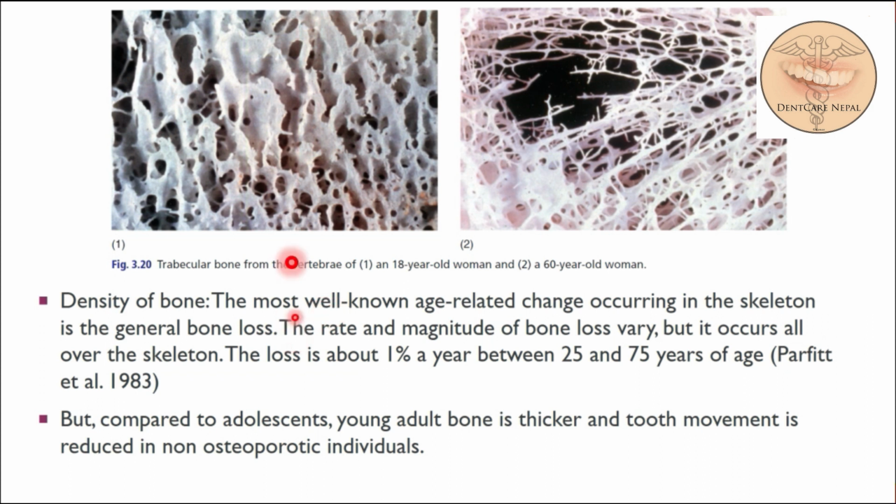Similarly, density of the bone: from the age of 25 to 75 years, there is about 1% bone loss every year. So in adults, tooth movement will be faster where the bone thickness is less. But compared to adolescents, in a young adult around 25 years old the bone is thicker and tooth movement is reduced compared to adolescents.